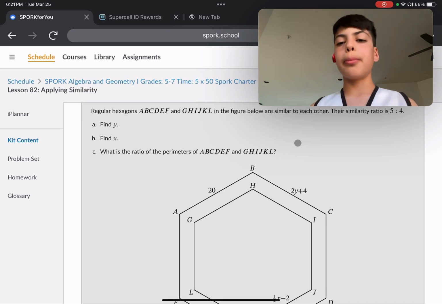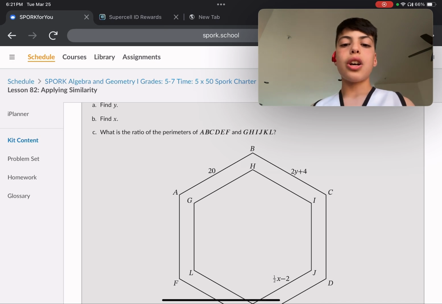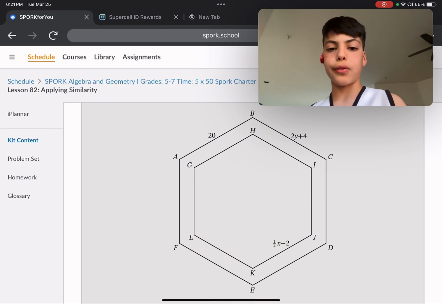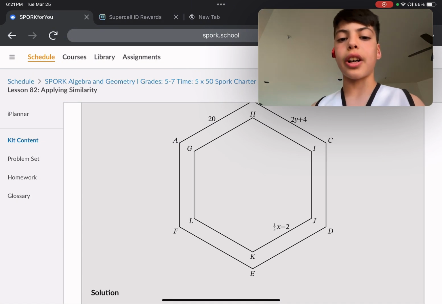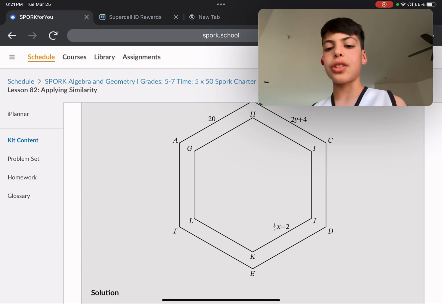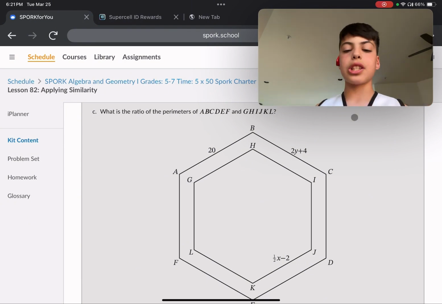And now let's go back to A. So over here it's trying to tell us to find 2y plus 4. And since this is a regular hexagon, it means all of the sides are exactly the same. So it would just be 2y plus 4 equals 20. And you just do some adding and subtracting.